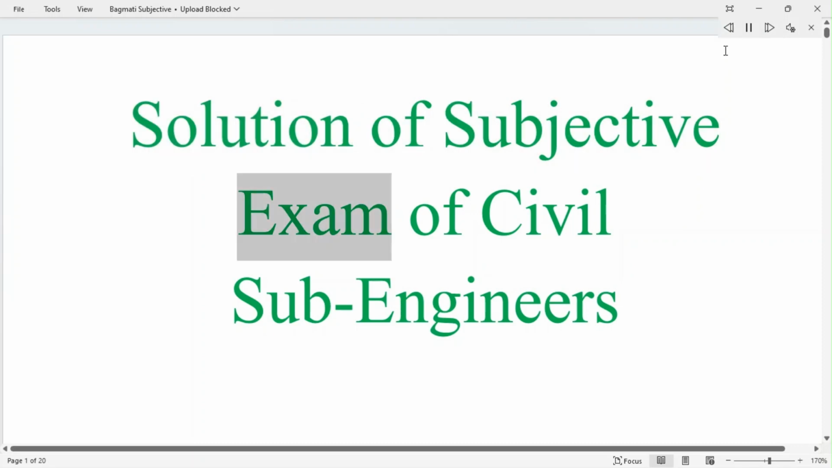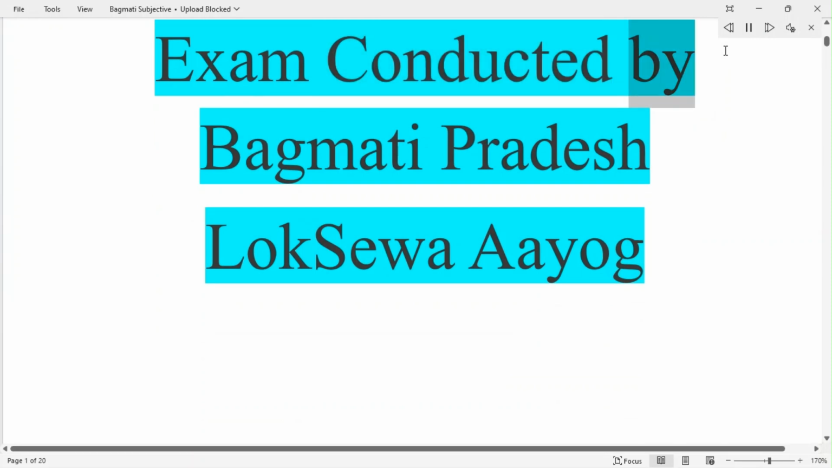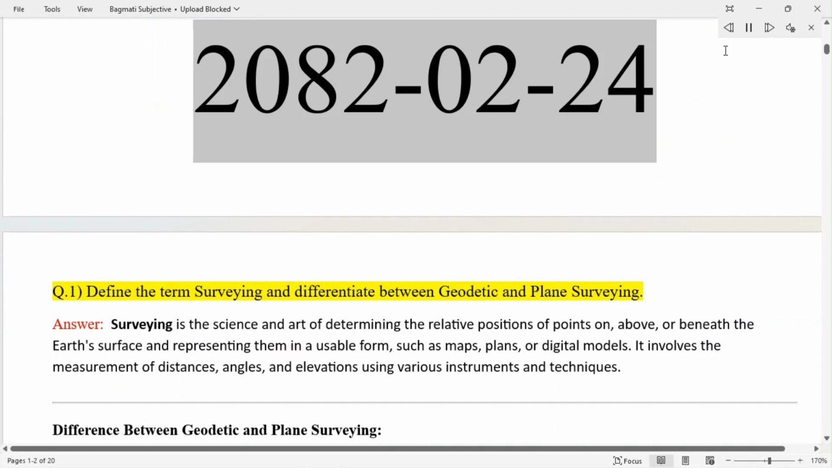Solution of subjective exam of civil sub-engineers. Exam conducted by Bagmati Pradesh Loksewa Aayog, February 24, 2082.